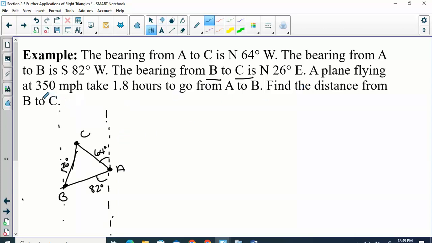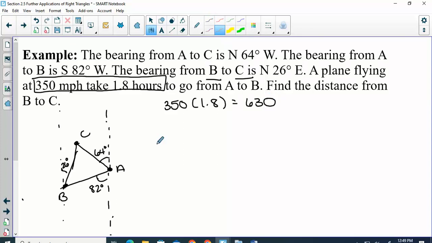A plane flying 350 miles per hour takes 1.8 hours to go from A to B. I didn't tell you the length from A to B, but I gave you the speed and the time. Distance is rate times time. So if I take my speed times how long we were flying, 350 times 1.8 is 630. Okay. So this side is 630 miles.